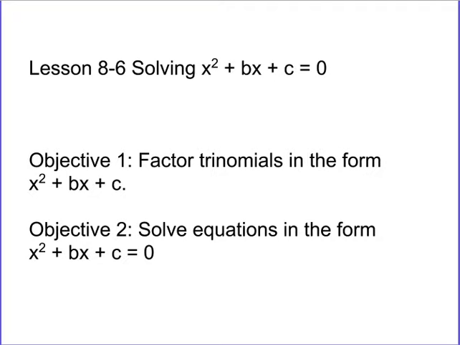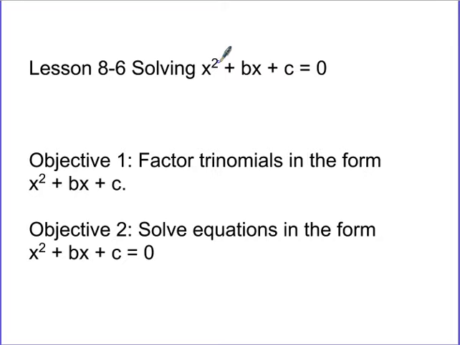Lesson 8.6. We are going to be solving the most basic types of trinomial equations. The most basic types of trinomial equations will have a leading coefficient of 1. That's why there's not a letter A in front of the first term of the trinomial. So our trinomials are all going to have an x squared, or whatever the variable is.